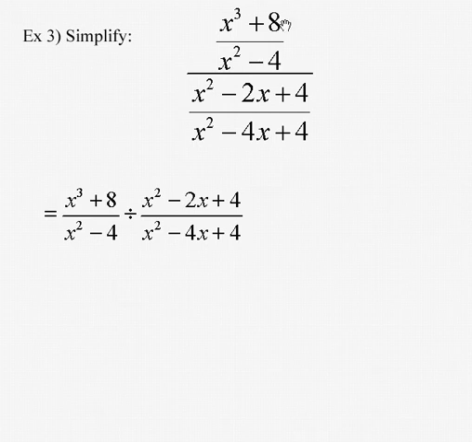We have x cubed plus 8 over x squared minus 4 divided by x squared minus 2x plus 4 over x squared minus 4x plus 4. So it's just a division problem. So first step is to put it into something a little bit more recognizable.